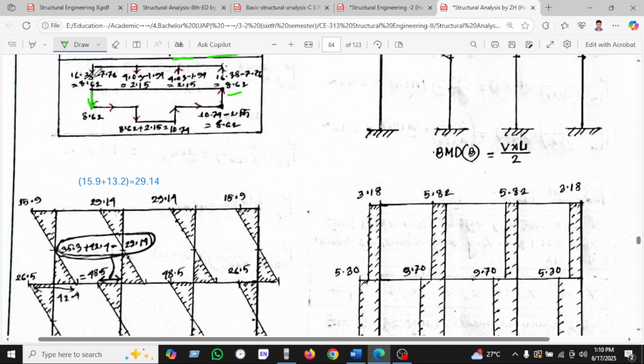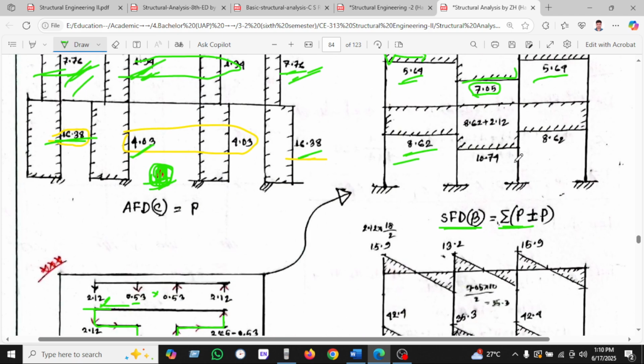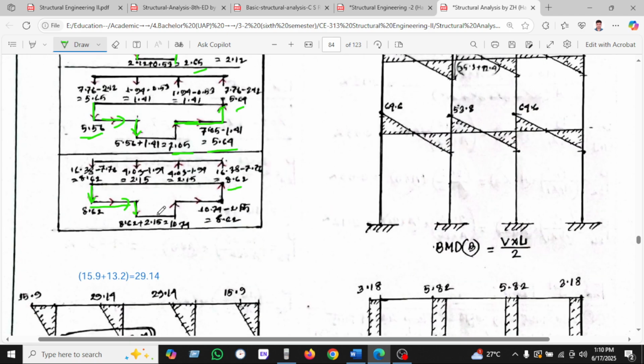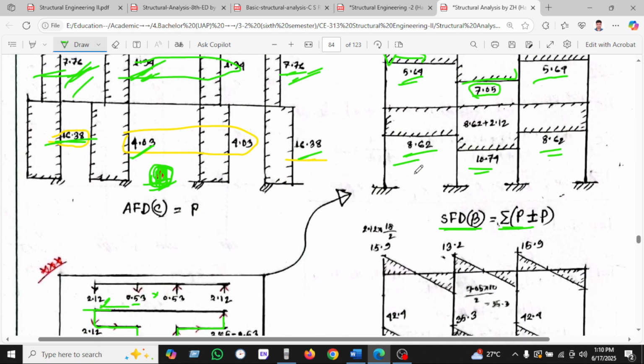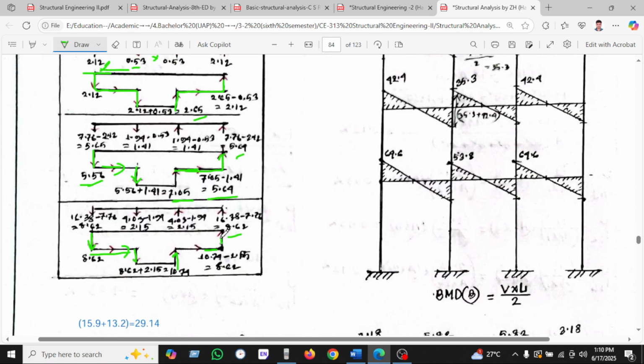8.64. So if we go to the downward 8.62, and there is no load, at first I'm going to take the 8.62, and no load is here, and going downward is 2.12, which is added to 8.62 plus 2.115, it will be 10.74. So this is the value of 10.74, and then going upward 10.74 minus 2.115, it will be 8.22. So 8.62, and the last one will go to 8.62 minus 8.62, it will be 0.